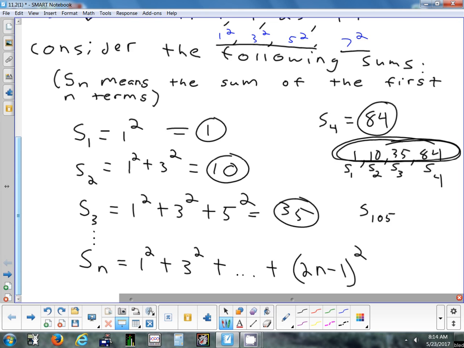Okay? We call it partial because, and I think I'm going to write that down in a little bit, we're not adding up maybe all the terms in the sequence, maybe you're just adding up the first couple, or the first 3, or the first 4.